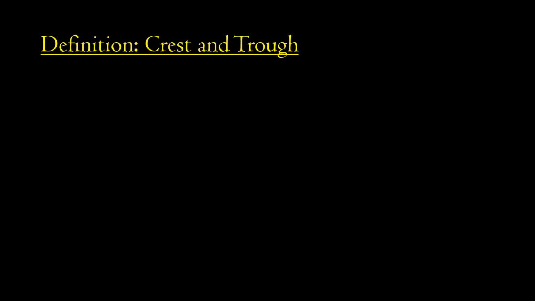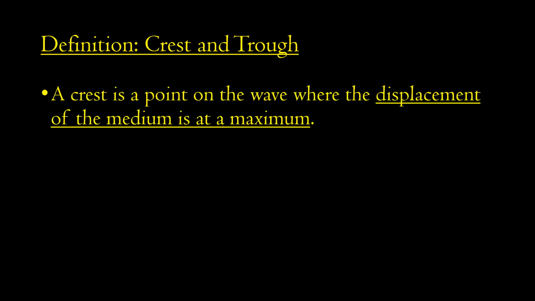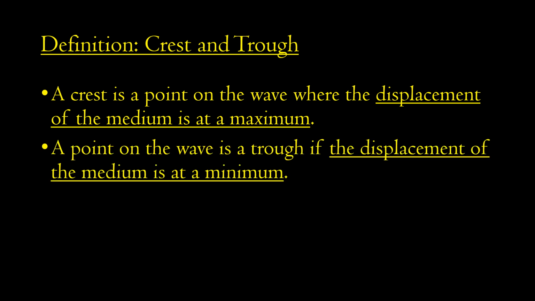Let's then define the crest and the trough of a transverse wave more scientifically. A crest is a point on the wave where the displacement of the medium is at a maximum. On the other hand, a trough is a point on a wave where the displacement of the medium is at a minimum. Keywords there: maximum for the crest and minimum for the trough.